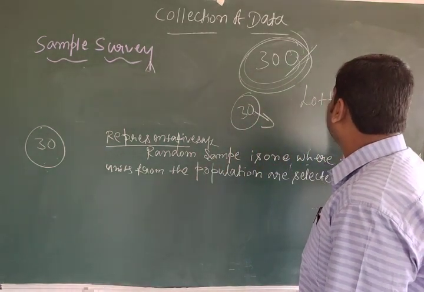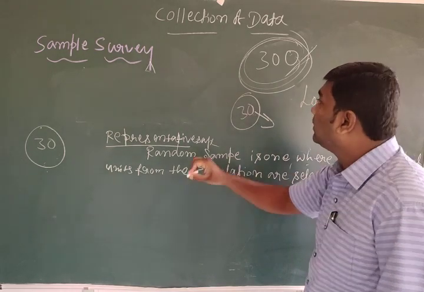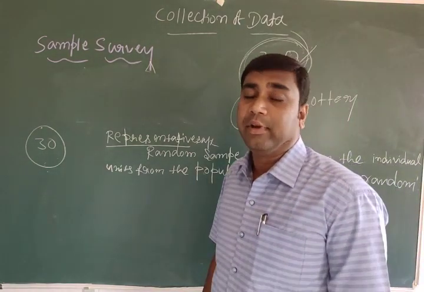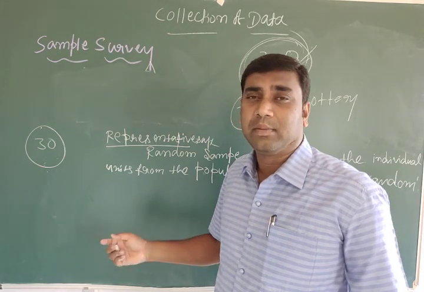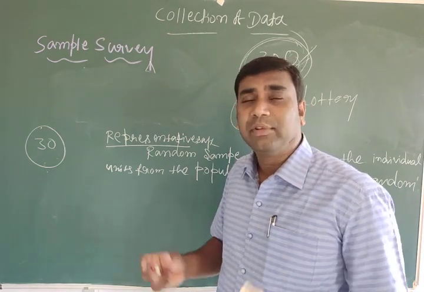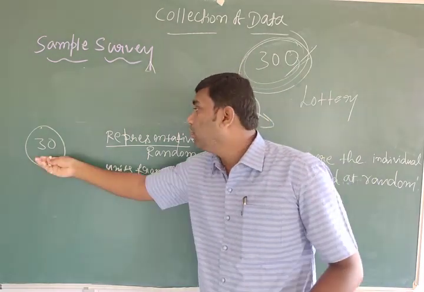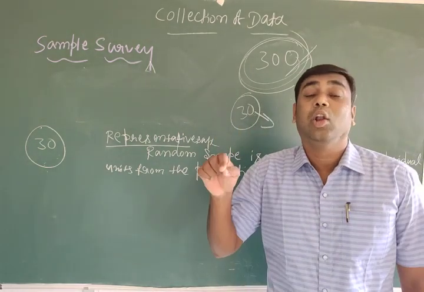We are selecting only 30 out of 300. How? By using papers. We write the names on paper pieces, mix the pieces well, and after that choose one by one. Through this only we can select their names. How many names? 30 names out of 300. So this is called the lottery method.